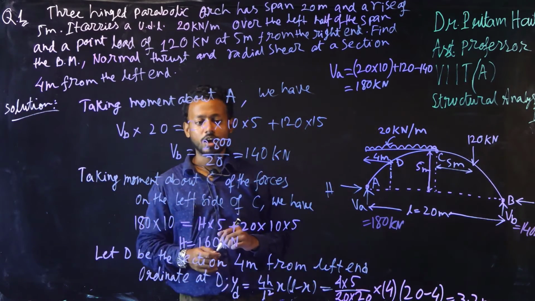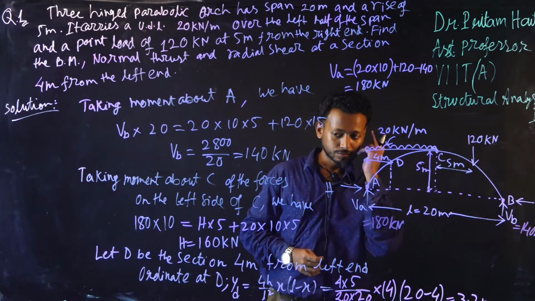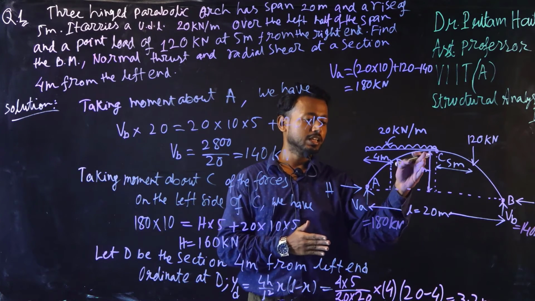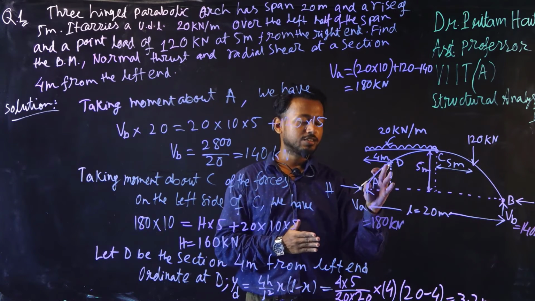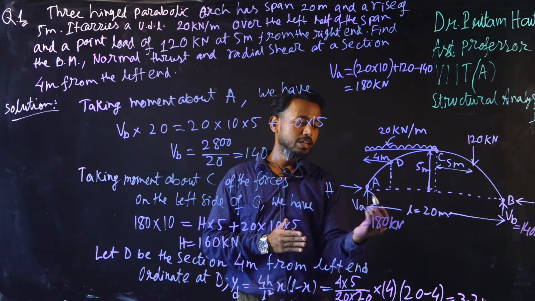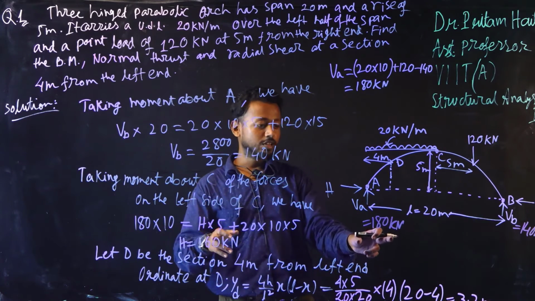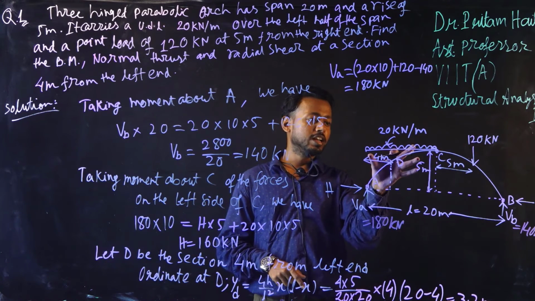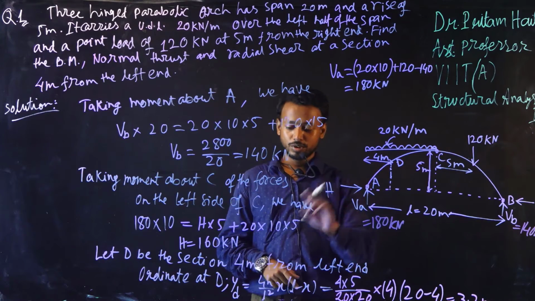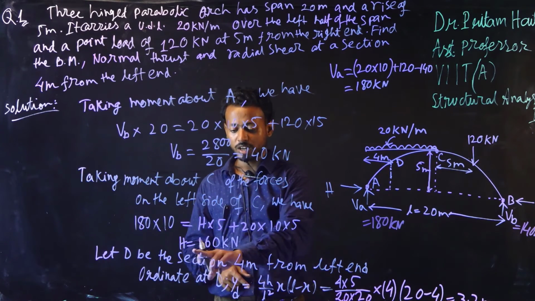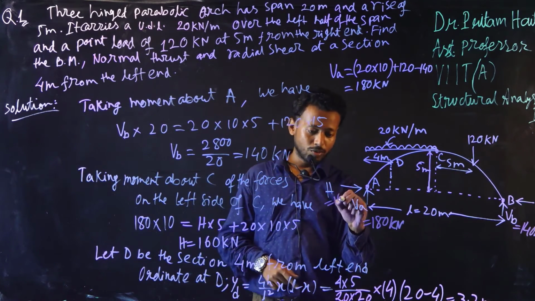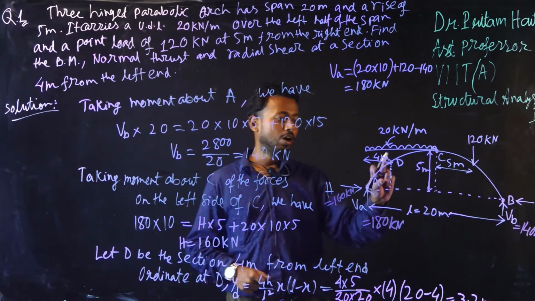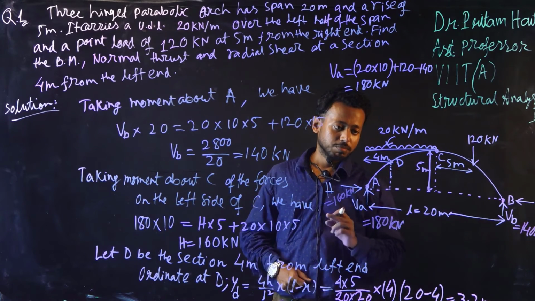Now I will take the bending moment about C. Taking moment about C of the left hand side forces, we have VA into 10, 180 into 10, equals H into 5 plus 20 into 10 into 5. So we have horizontal thrust H equals 160 kilonewton.